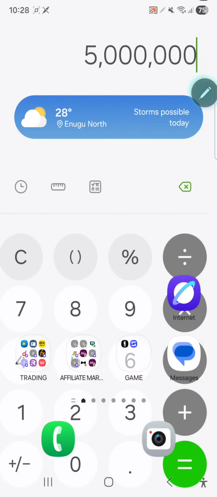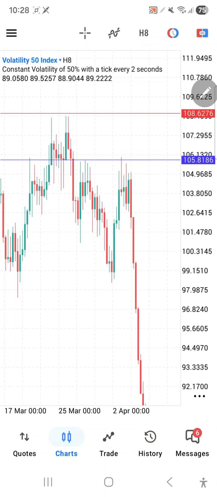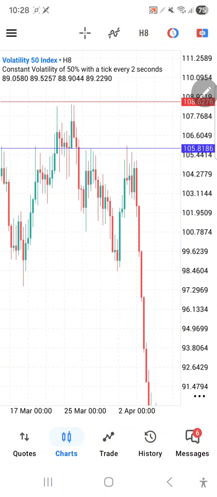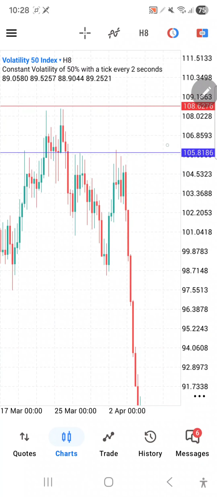So I just want to quickly share a breakdown of one of the trades I took last week. Also, I shared the trade with my students as usual. The trade was on synthetic indices and the name of the pair was Volatility 50. So I took the trade from the 8 hours time frame.